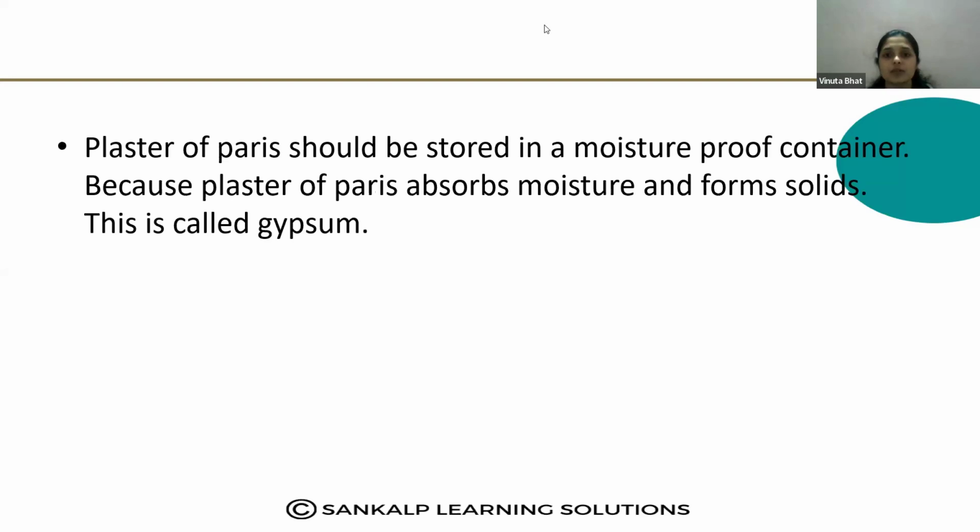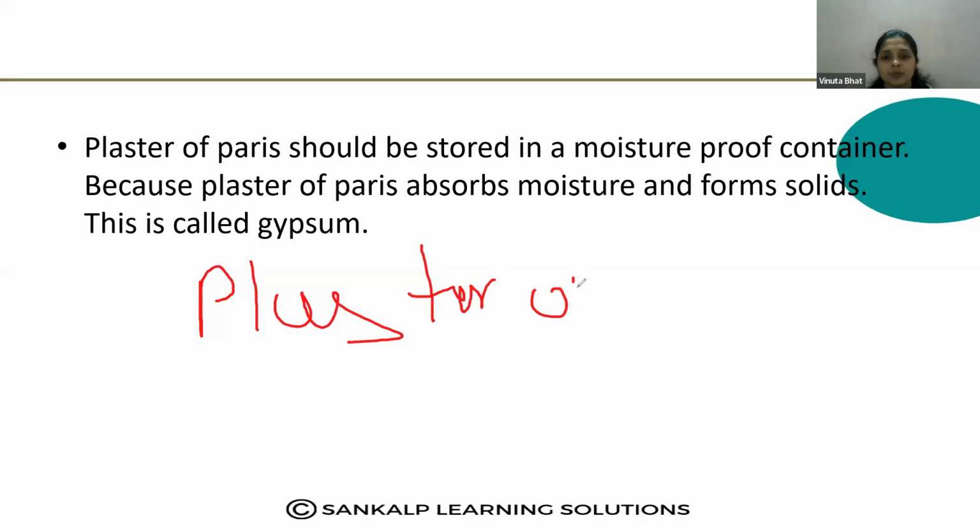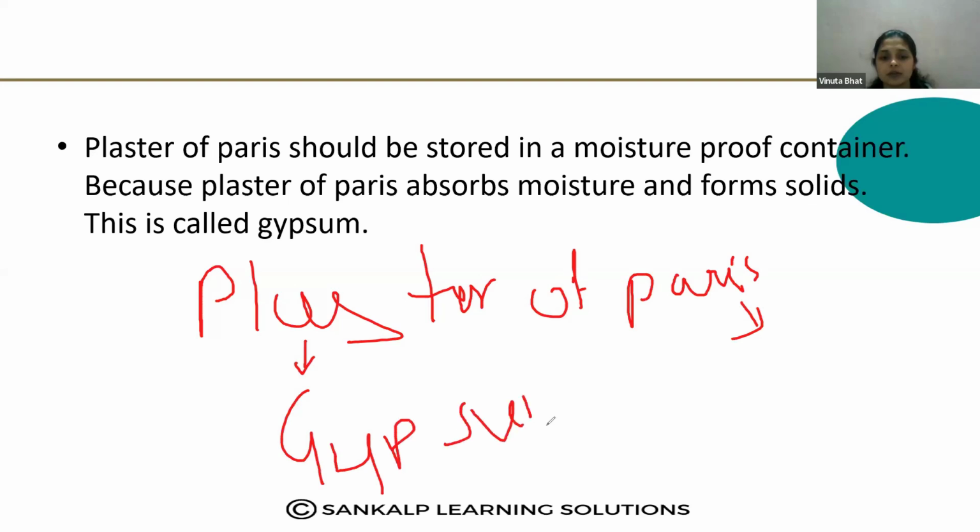So if this plaster of Paris, the white powder, absorbs moisture from the atmosphere, it will convert into a hard, solid-like structure, gypsum. So it should be stored in a moisture-proof container. Okay, so that is the correct answer.